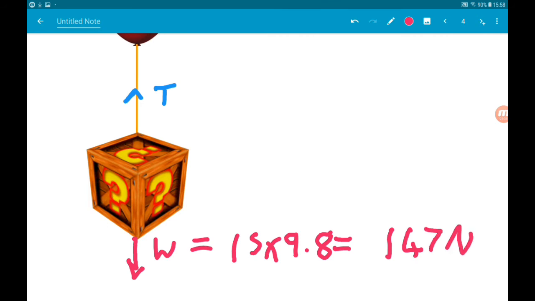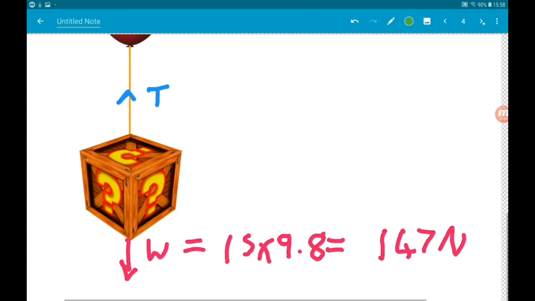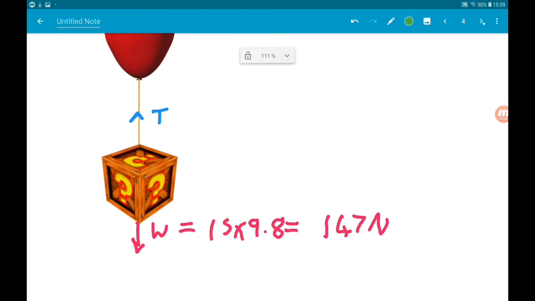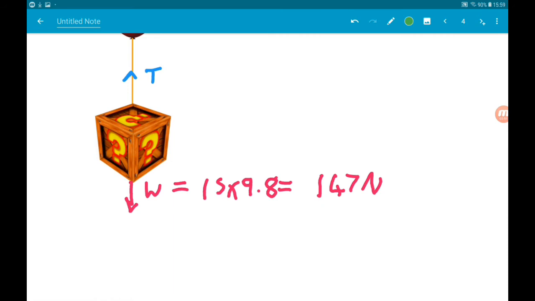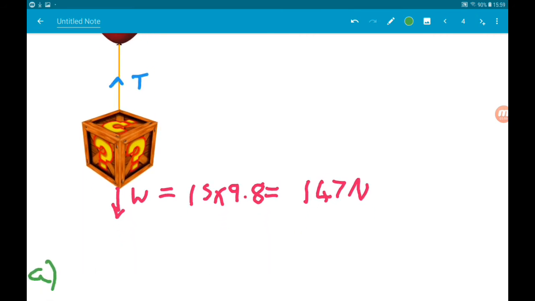So, for part A, for the box to be at rest, the resultant force needs to be 0. So that means tension has to be the same as weight. So tension is 147 newtons.